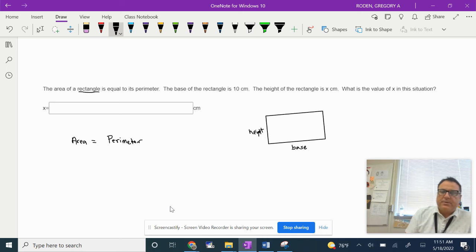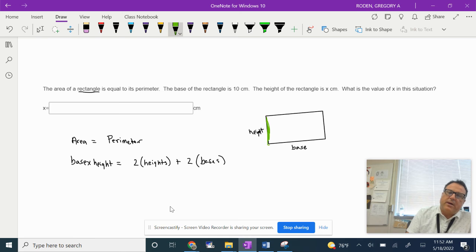Okay, now, when we're looking at area, the area formula of a rectangle is base times height, equals, now the perimeter of a rectangle is equal to 2 heights plus 2 bases. Because when you're finding the perimeter, you're finding the distance around. The distance around is 2 heights plus 2 bases.